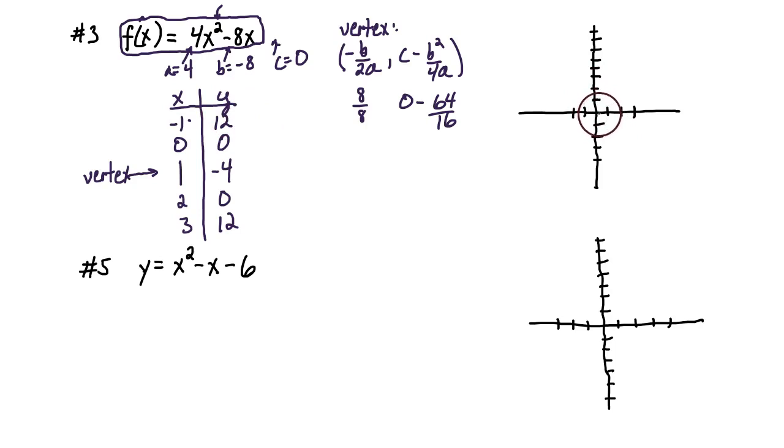The vertex is 1, negative 4. So over to 1, down to negative 4. Then we have a dot at 0, 0, and 2, 0. Then we have a dot at negative 1, 12, and 3, 12. 1, 2, 3, 4, 5, 6, 7, 8, 9, 10, 11, 12. 12 marks is right at the very top of the video screen. There's a dot here, and there's a dot here. And now we can draw in the branches.